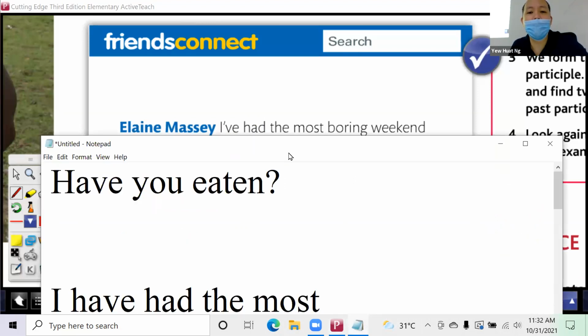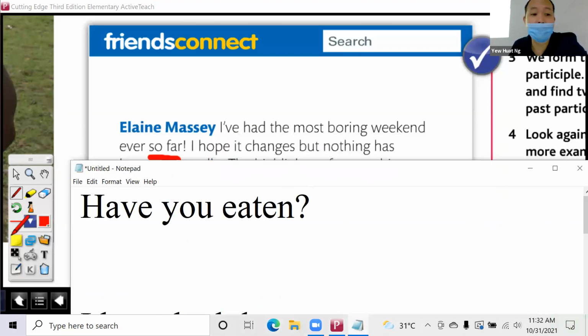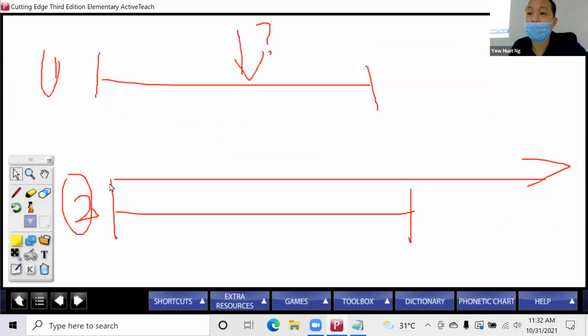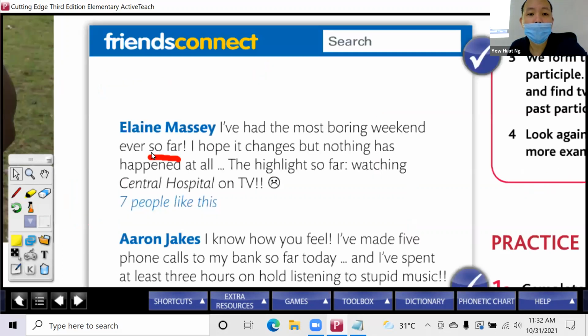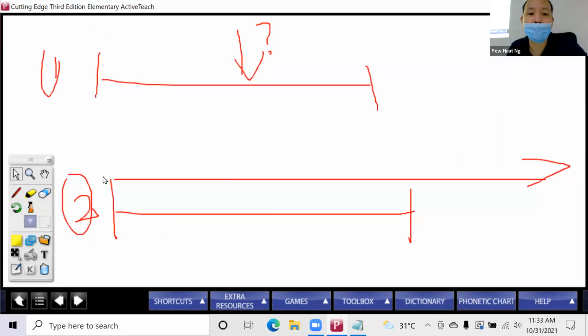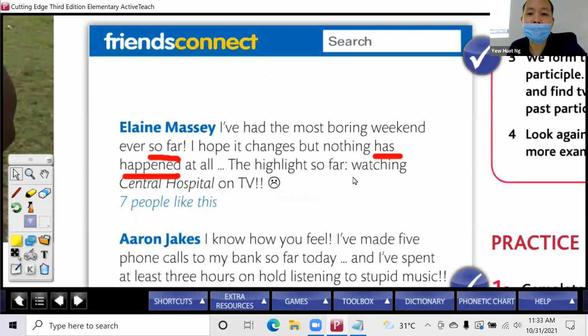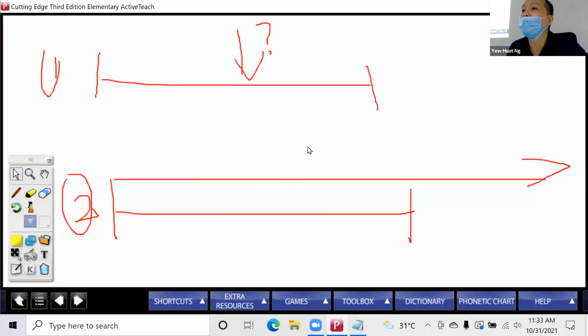So can you understand? This is number two. Can you understand this, Jiahe? Yes. So I've had the most boring weekend ever so far. I hope it changes, but nothing has happened at all. Can you understand? Nothing has happened at all. So again, this one is one or two? Nothing has happened. One or two? Two? Yes, okay.